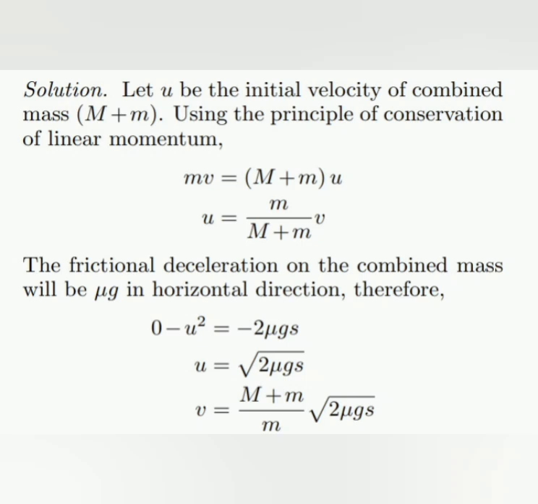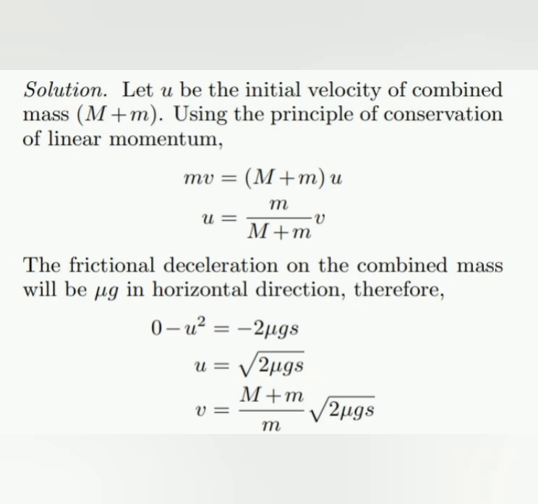By the principle of conservation of linear momentum, before and after, just apply that. Before collision there was only a single mass moving. The only thing that had momentum was the bullet, with velocity small v and mass small m. The block was initially at rest, so only the bullet had momentum.